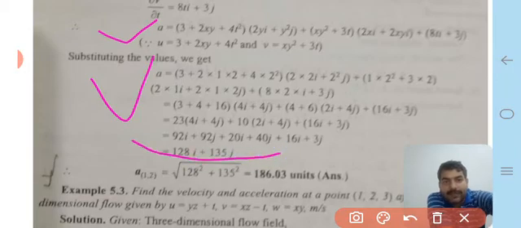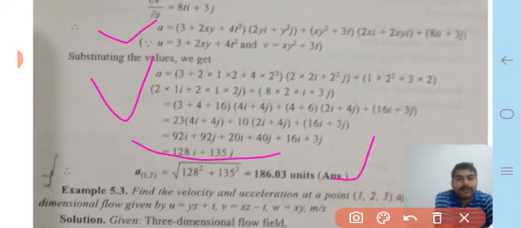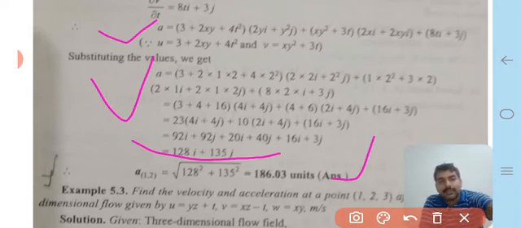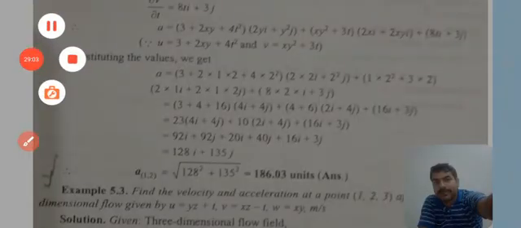The final equation is 128i plus 135j. Therefore, the value of the acceleration is found by putting the i and j values, squaring the i and j components, and taking the value at the point 1 and 2, which is equal to 186.03 units. That is the answer to that question.